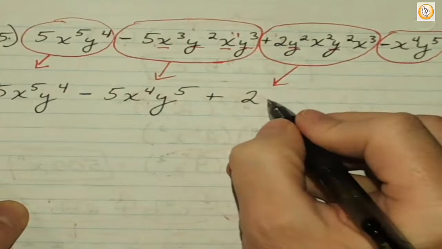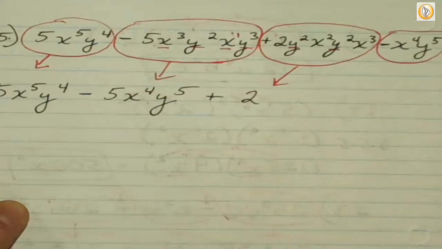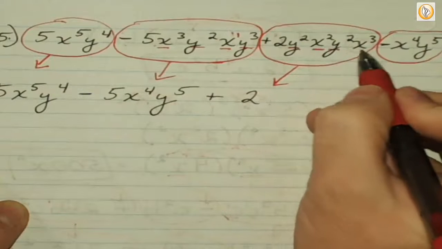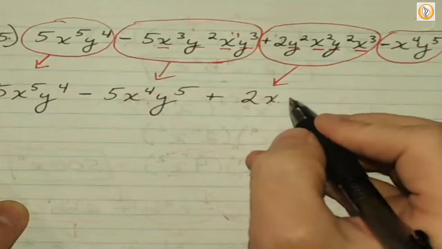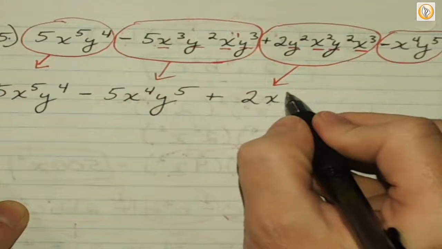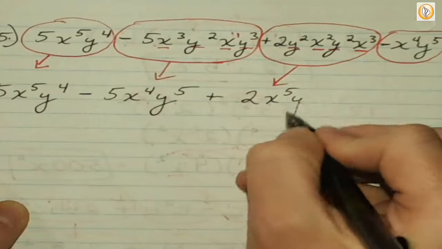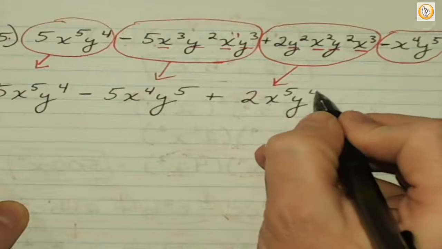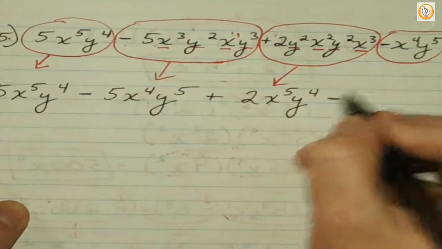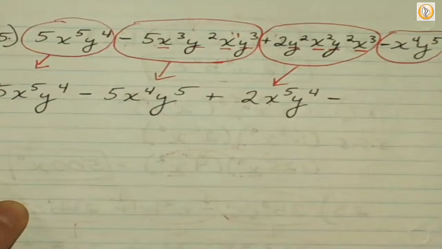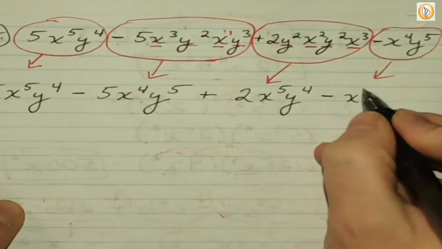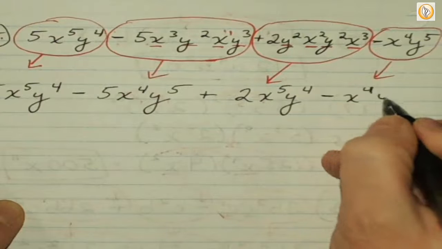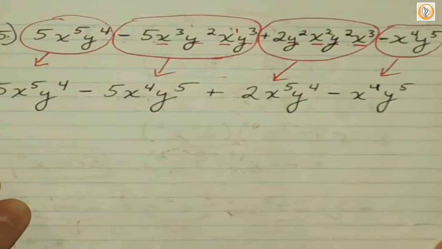So it's, let's do it in ABC order. Let's do the X's first. So it's 2 to the X to the what? 5th, and Y to the? 4th. Good. Minus, because I'm bringing down my minus. Is there anything I can combine in this group? No, ma'am. So it's just X to the 4th, Y to the 5th.